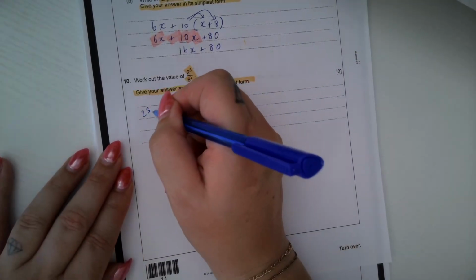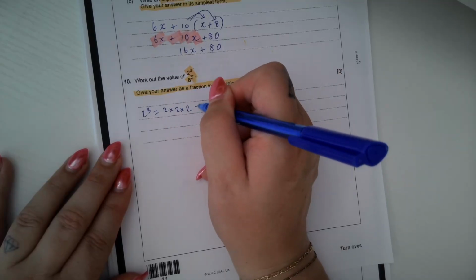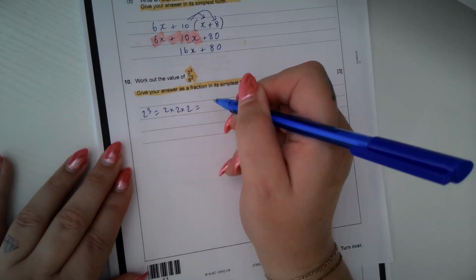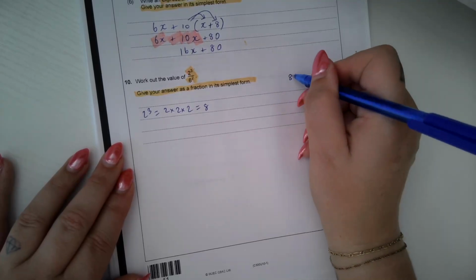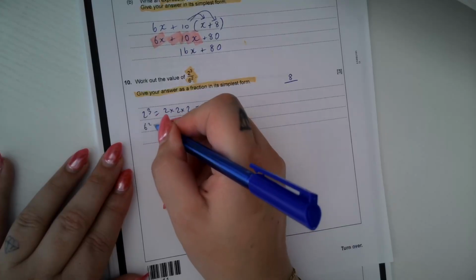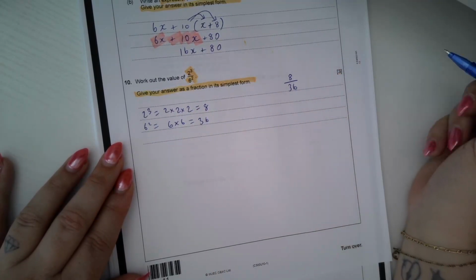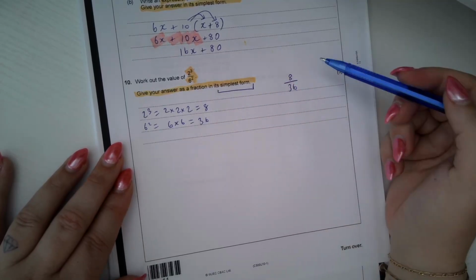So the numerator is 2 to the power of 3, which is 2 times 2 times 2. 2 times 2 is 4, times 2 again is 8. So I'm going to put 8 on the top of the fraction. Now I need to work out 6 squared, which is 6 times 6, which is 36. So 36 on the bottom, but we need it in our simplest form.